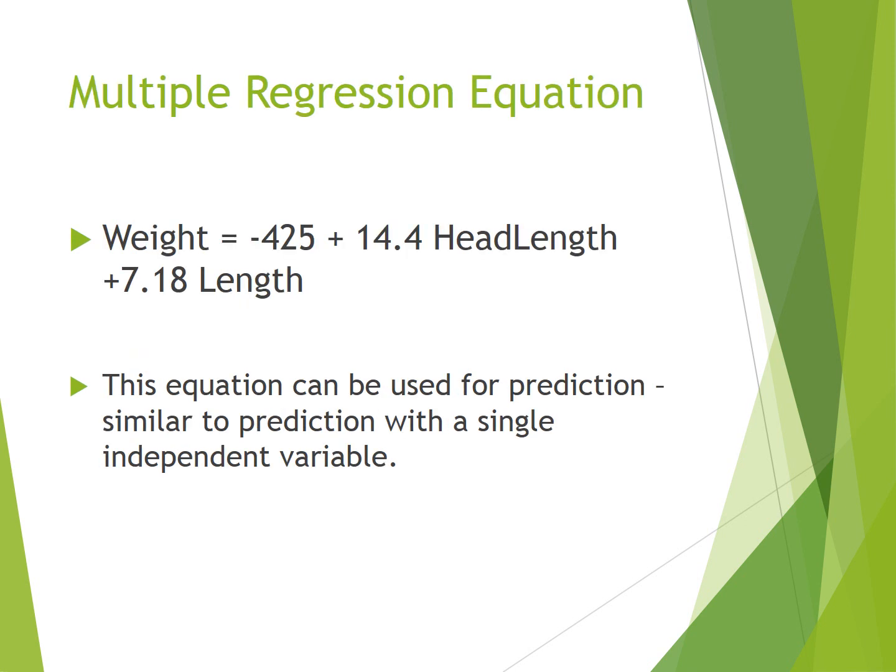When we do that and click OK, we get weight is equal to negative 425 plus 14.4 times the head length plus 7.18 times the bear length. This equation can now be used for predictions similar to the way we used it with a single independent variable. So given a particular head length and a particular length, we can predict the weight.